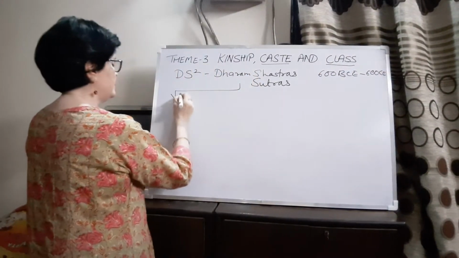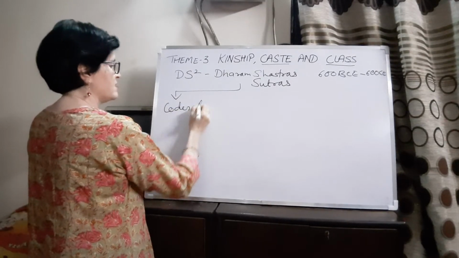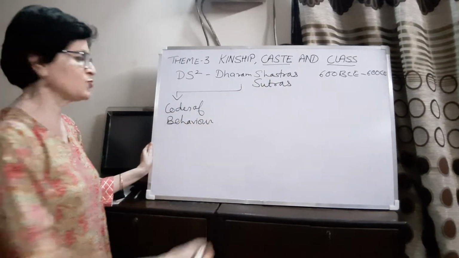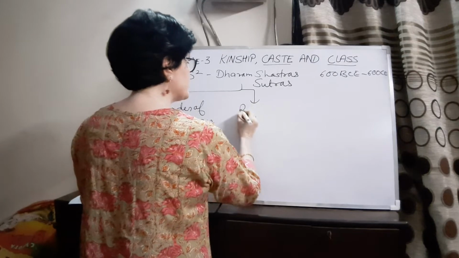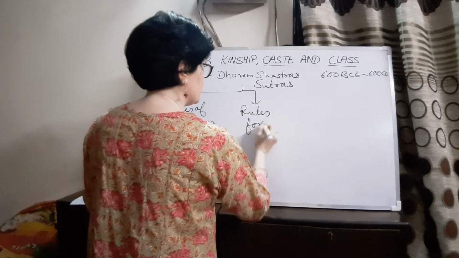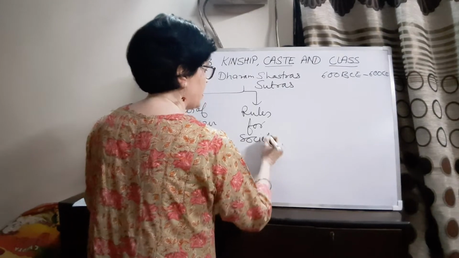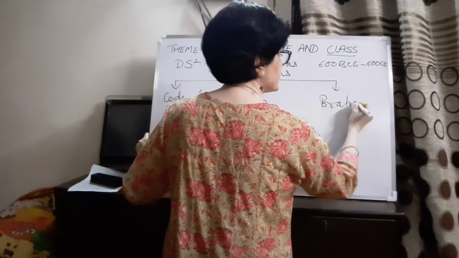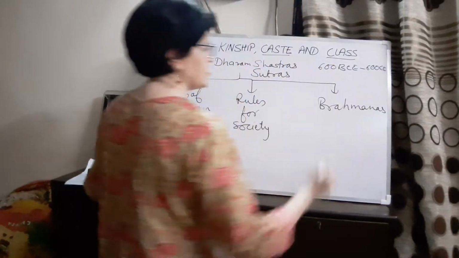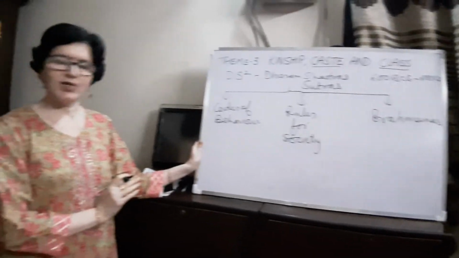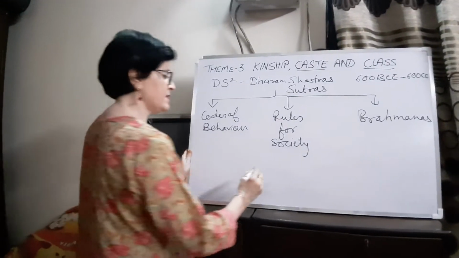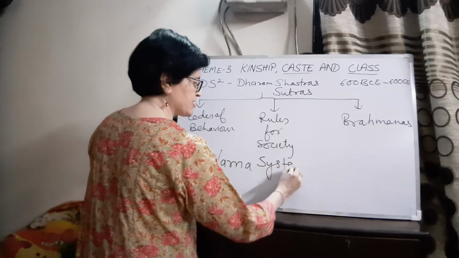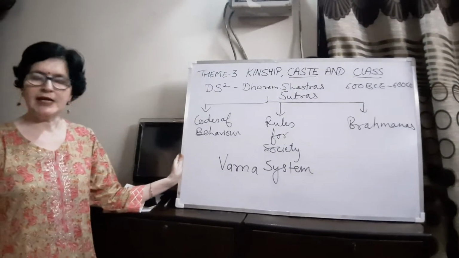And what were they? Codes of behavior that are mentioned in our Dharma Shastras and Dharma Sutras. And we have rules for society, and these are all written by Brahmanas. So, according to Dharma Shastras and Dharma Sutras, we had the Varna system in our society, from which we can relate the caste.